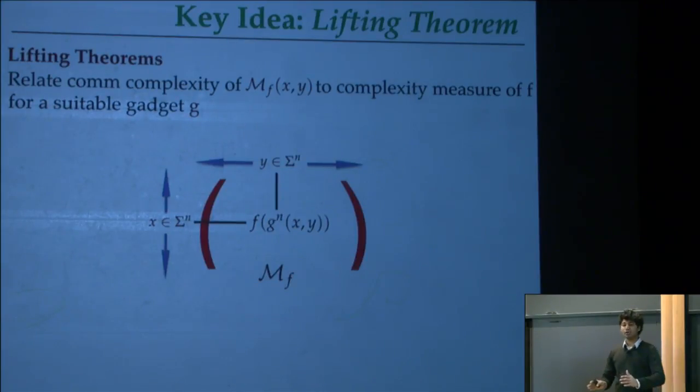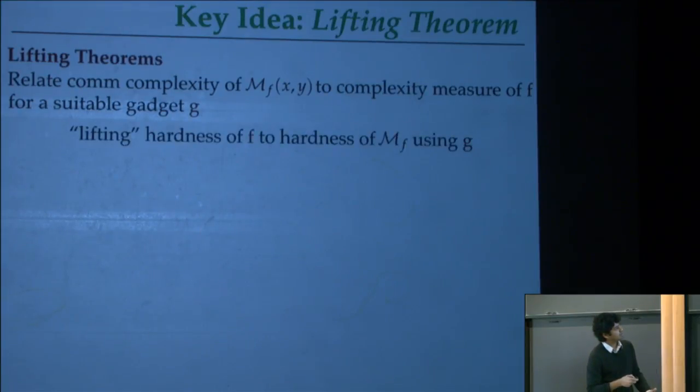Here is a meta goal in communication complexity. What you want to do is relate the communication complexity of this game that we defined on the previous slide, so computing this block composed two-party function, in terms of some complexity measure of the single party function f, and the gadget g is in your control. In other words, what you want to do is lift the hardness of this function f through some suitable gadget into getting a communication hardness for the game defined by the matrix M_f. That's the meta goal.